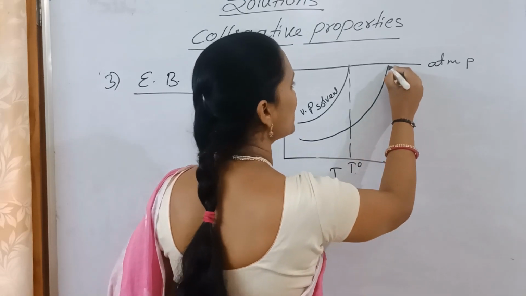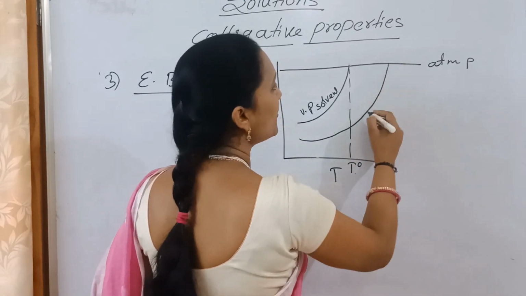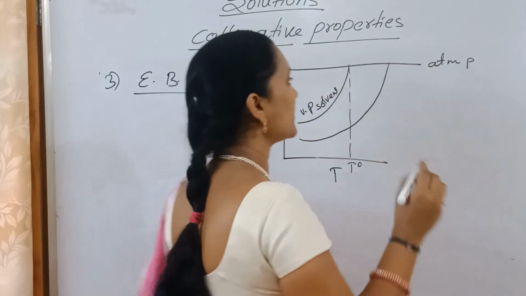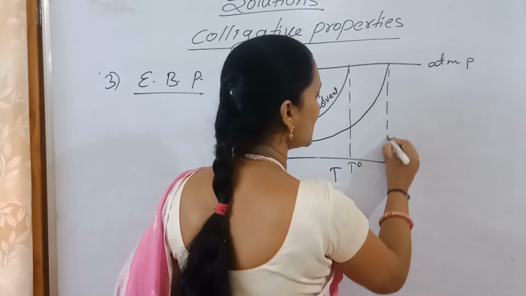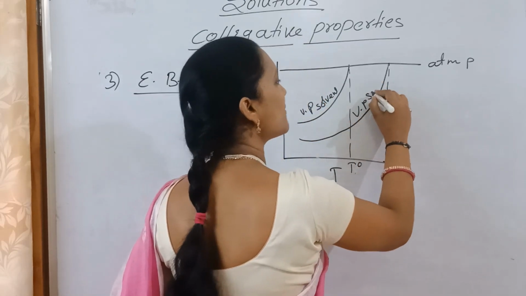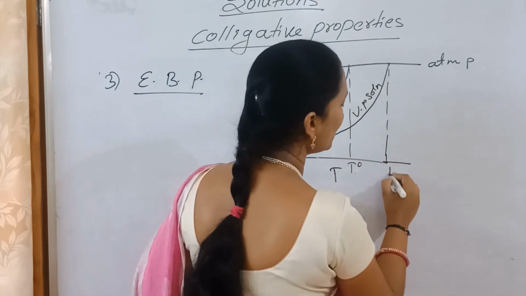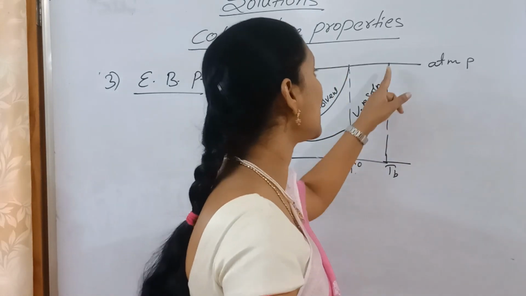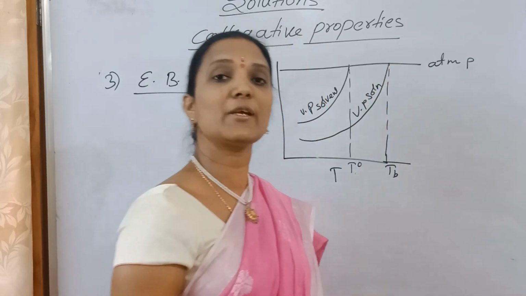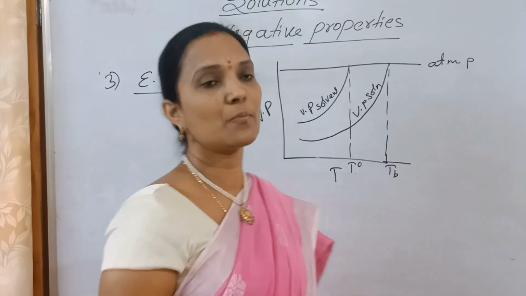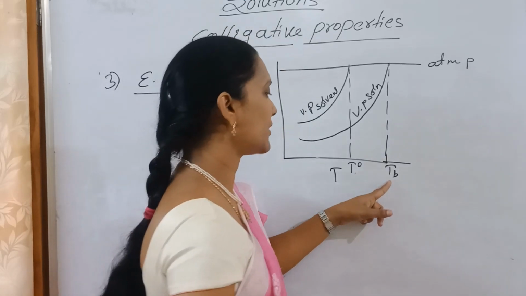Now the temperature at which vapor pressure becomes equal to atmospheric pressure, that is the boiling point. Now this temperature is the boiling point. This is the vapor pressure of the solution. Now this is the boiling point of the solution. So the temperature at which vapor pressure becomes equal to atmospheric pressure, that temperature is the boiling point of the solution.